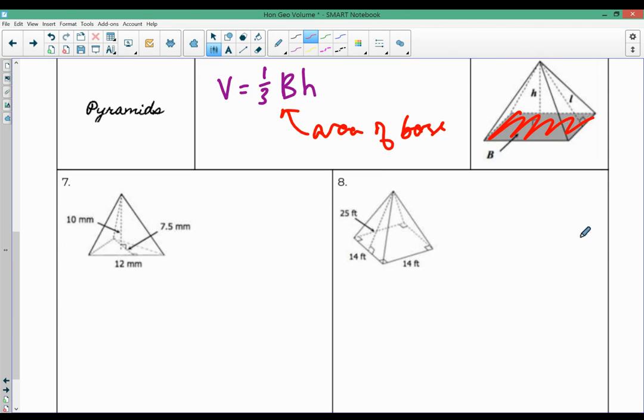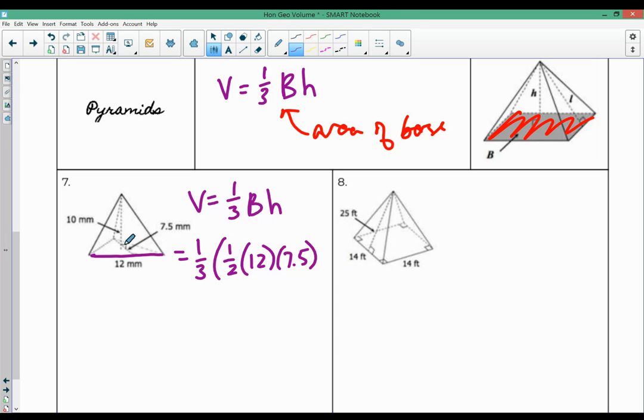So two practice problems with pyramids now. 1/3 base times height. So that'll be 1/3 the base. This is a triangle, so that's 1/2 times 12 times 7.5. That's the height of the base there. Times, again, the height of the actual figure, 10.